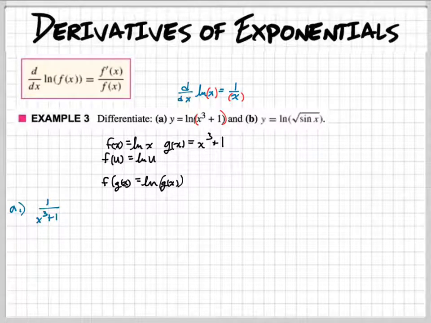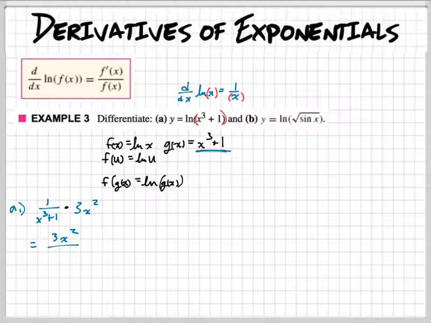Then we have to multiply that by the derivative of the inside function. The derivative of the inside function is 3x squared. The derivative of 1 is just 0, so the 1 just goes away. So what do we get? The result is 3x squared over x to the third plus 1. That's the derivative of the first equation.